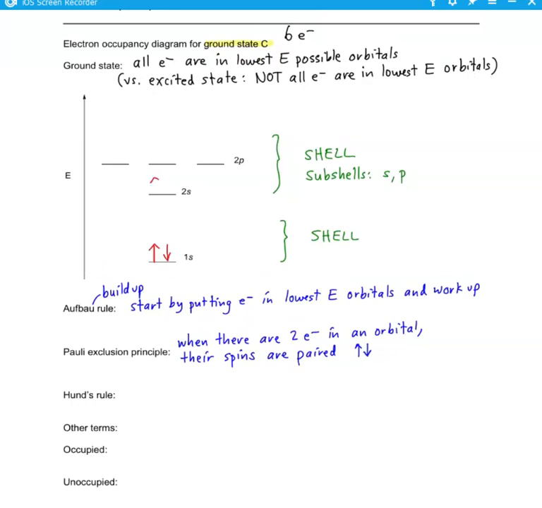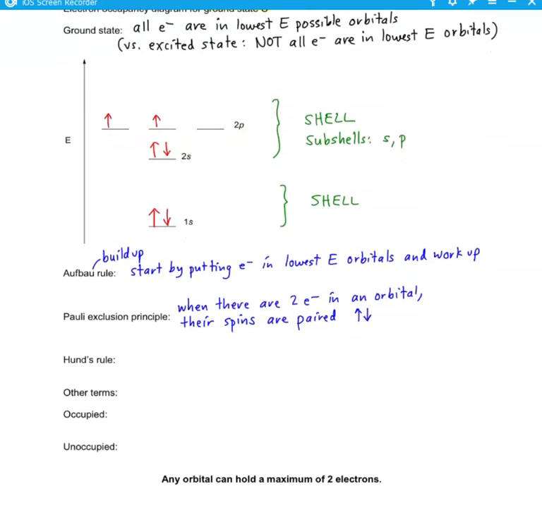The next 2 electrons are going to go in the 2s. So 1 up and 1 down, and that leaves us with 2 more. And so we're going to put the 5th one in one of the 2p orbitals, and then the next one we're going to put in a different 2p orbital. So this is following Hund's rule.